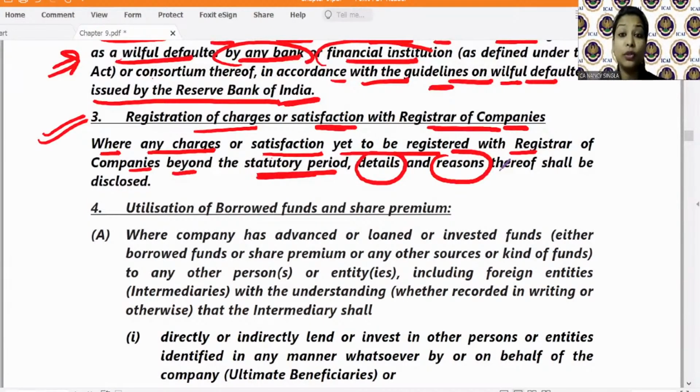Now see, this is a responsibility on the company itself. The company has to tell by itself that if registration of charges was to be done with the registrar of companies, how much delay has occurred and what are the reasons. Same way, if any charge was to be satisfied, what are the details of the delay and the reasons. Is it clear?